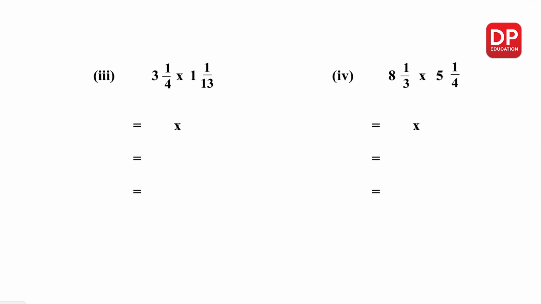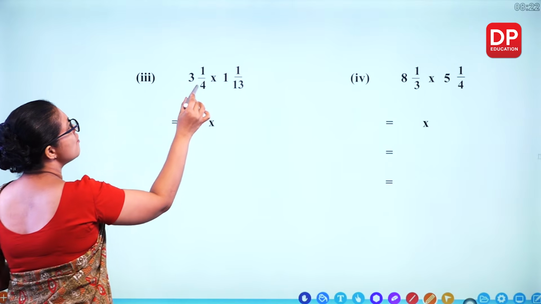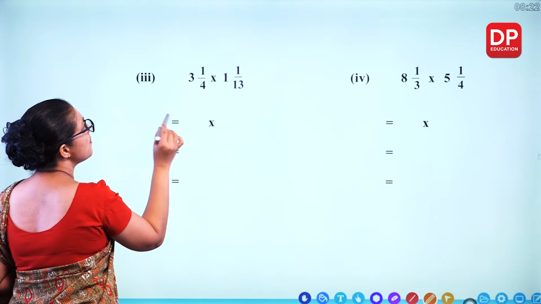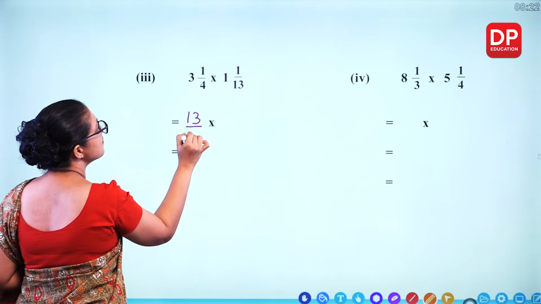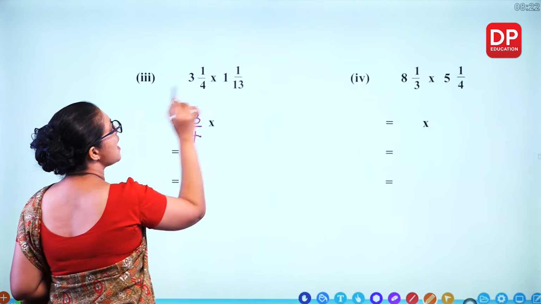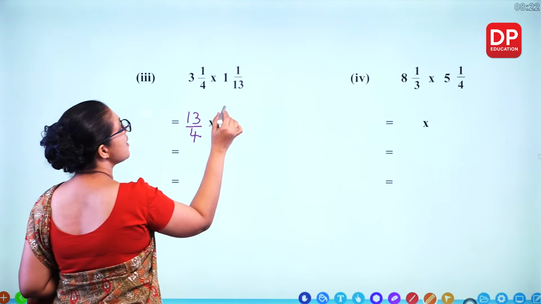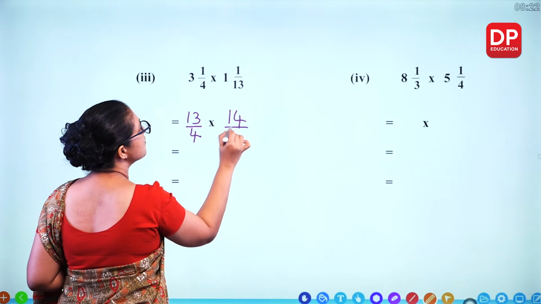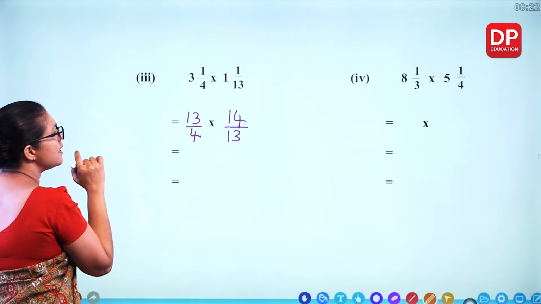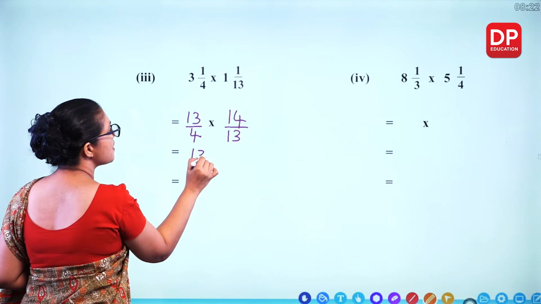This one, so convert to an improper fraction. 4 times 3, 12. 12 plus 1, 13. 13 times 1, 13. 13 plus 1, 14. Then multiply the numerator separately.